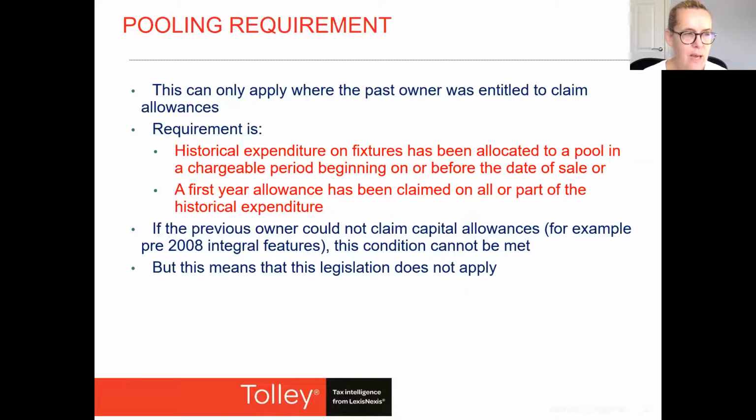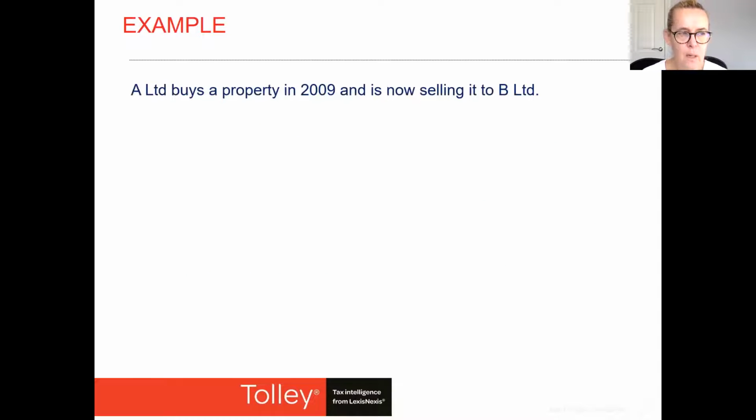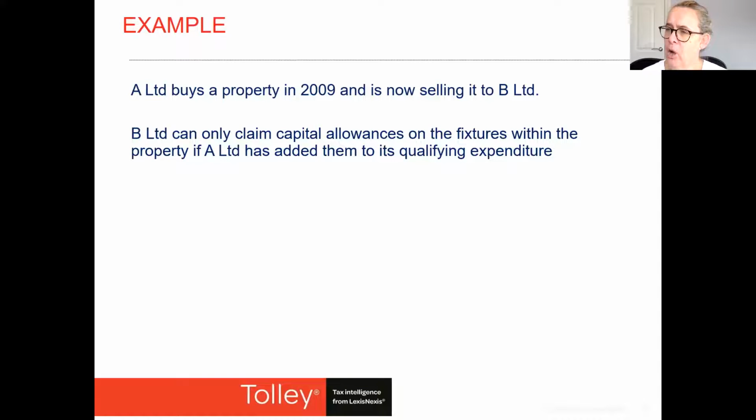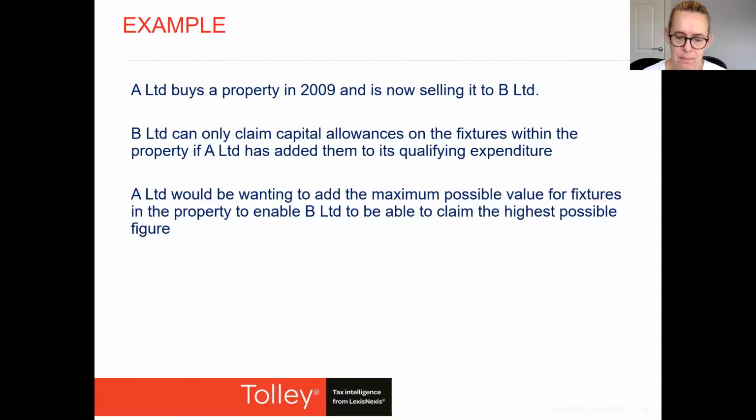Let's just have a look at an example. A Limited buys a property in 2009 and is now selling it. B Limited can only claim capital allowances on the fixtures within the property if A Limited has added them to its pool of qualifying expenditure. So A Limited would probably be wanting to maximise the amount of value for fixtures in the property to enable B Limited to claim the highest amount of capital allowances.